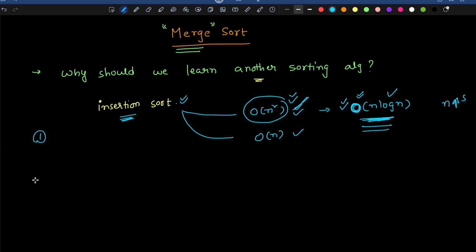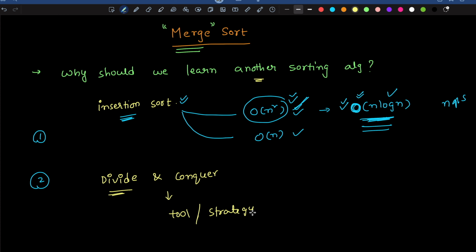The second reason is that by learning merge sort, we will also learn one of the very powerful concepts called the divide and conquer strategy. This is an extremely important technique for designing an algorithm. There are other strategies like greedy, dynamic programming and so on, and as we progress through this course, we will learn each of them. But divide and conquer is like a tool or a strategy that you have at your disposal right now.